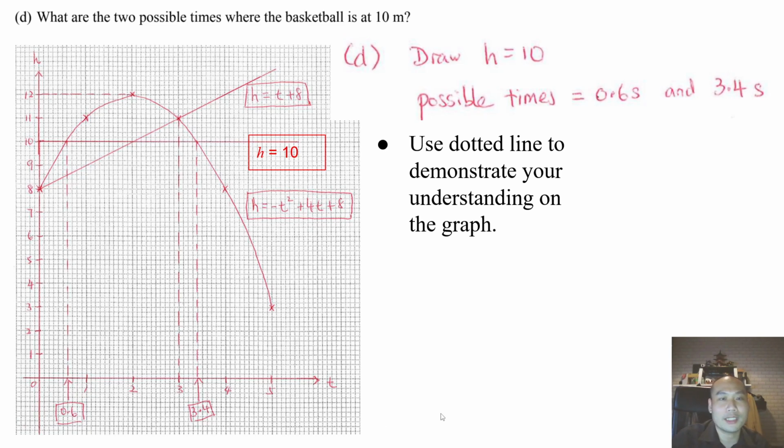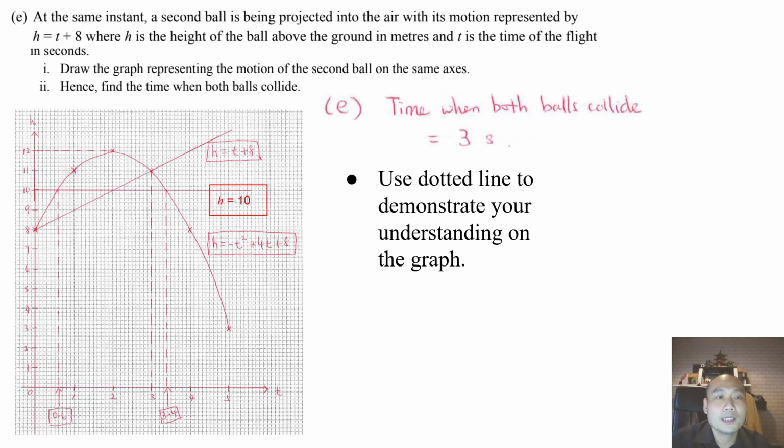Okay, so you do that quite easily. So important down here, I remind everybody, use dotted line to demonstrate your understanding, right, and to guide you. Okay, next, they say there's a second ball now being projected into the air, fired at a high velocity maybe. And this time round the height is represented as t plus 8.